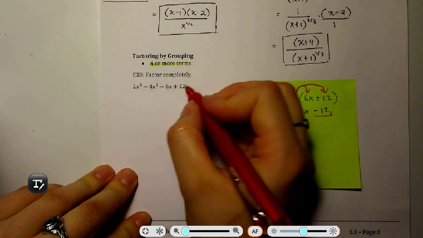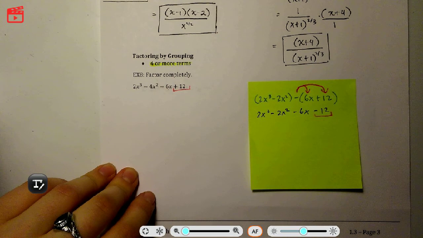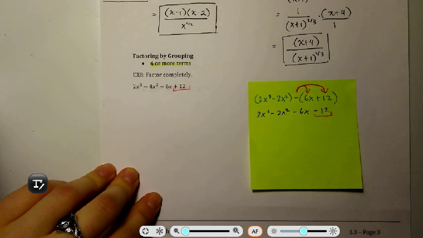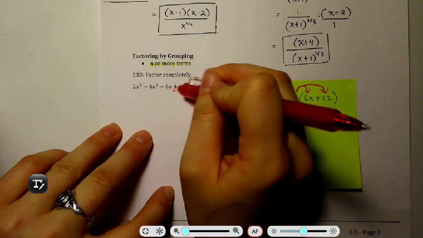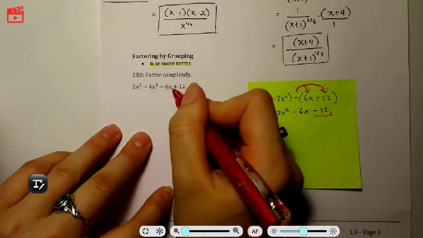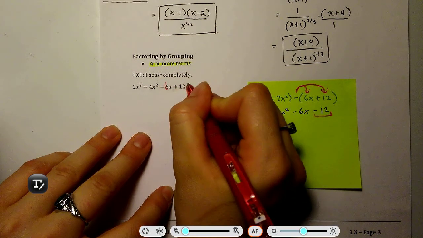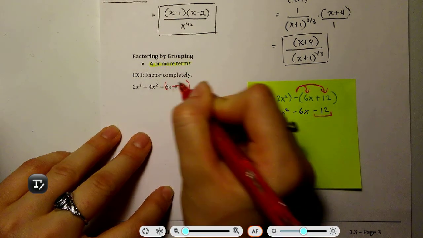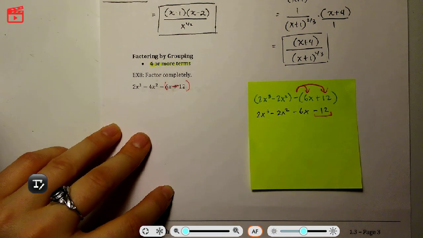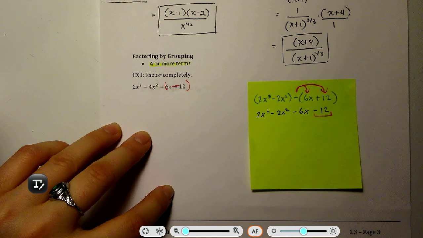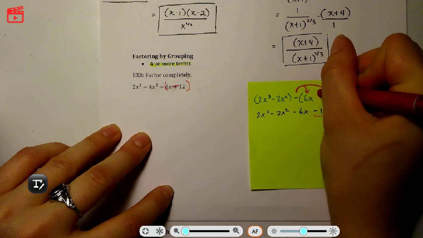See this minus 12? I originally started with a plus 12. So you need to be careful when you add in the parentheses for the grouping symbol. If there was a subtraction here, you need to change the symbol on this. If it was a plus, it becomes a minus. If it was a minus, it becomes a plus. Let's go ahead and see if that works this time.